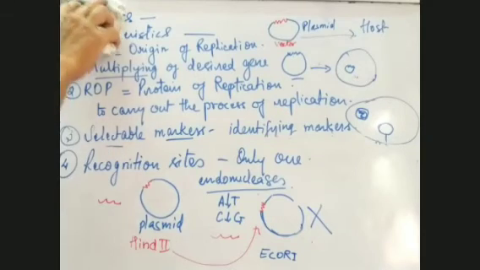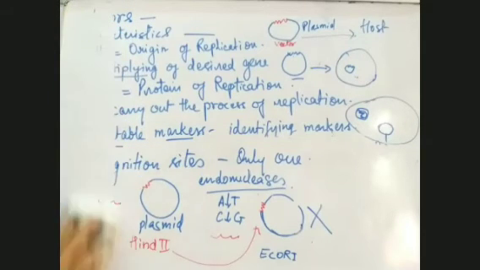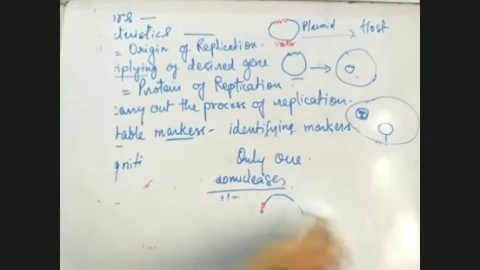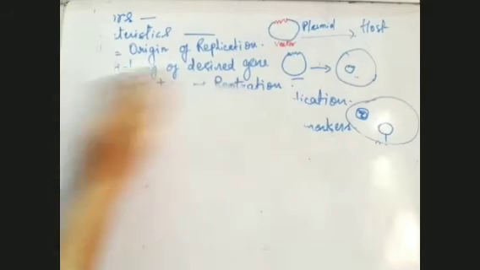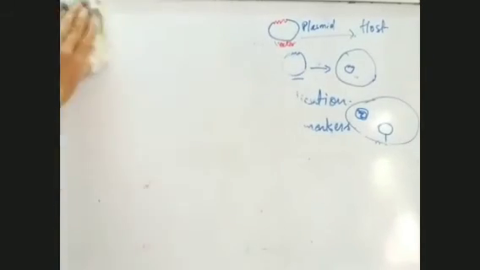Then there is a vector which is shown in your book, and it has been asked many times in your exam, which is pBR322. This is a vector. Have you seen this in your book sometimes? pBR322. Have you seen this? Speak up.